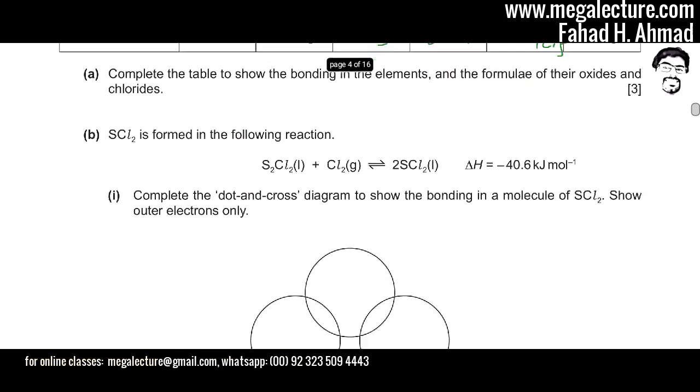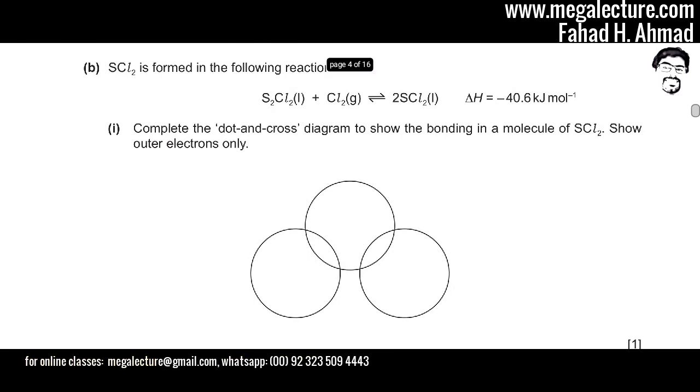Now let's move to the next part of the question, which is that you're given SCl2 is formed in the following reaction. And you're given an equation, and the enthalpy change for that reaction is also given. And we need to complete the dot and cross diagram to show the bonding in a molecule of SCl2, showing outer electrons only. Now the first thing is S would be in the middle. It has 6 electrons. So that means that out of the 6, it only needs 2 electrons. So it's going to be sharing 2 electrons.